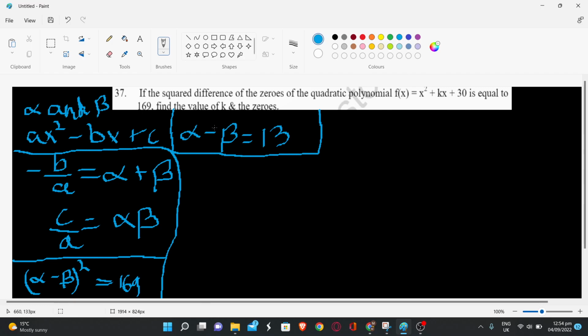Now if I know alpha minus beta is equal to 13, I'm going to make an equation for alpha. Sorry, this is a bad looking alpha, as all alphas are. Okay, alpha is equivalent to 13 plus beta.